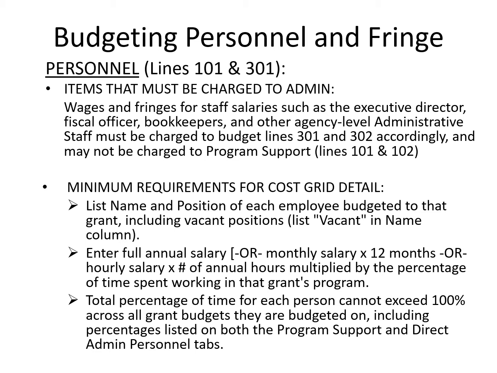And the total percentage of time for each person cannot exceed 100% across all grant budgets they are budgeted on, including the percentages listed on both the program support and direct administrative personnel tabs. So essentially, the time that an employee is budgeted across all grants, including the admin and the program support portion that they are charged, if you add that up, cannot exceed 100%.